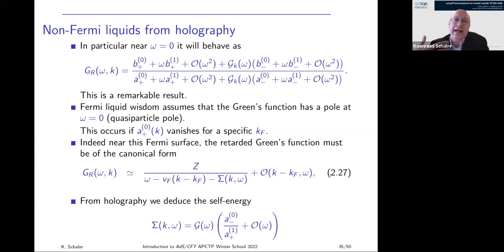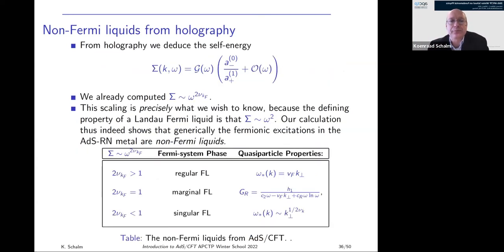And now I can finally justify that name. Because I'm just repeating here the previous slide from holography, we deduced that the self-energy in the system is proportional to this AdS2 Green's function. And this AdS2 Green's function is just omega to the power 2 nu times k. It was a complicated function, but if I'm near the Fermi surface, I replace k by kF. And this is also what I mentioned as an answer to a question earlier. This now allows me to concretely define this object as a holographic non-Fermi liquid.